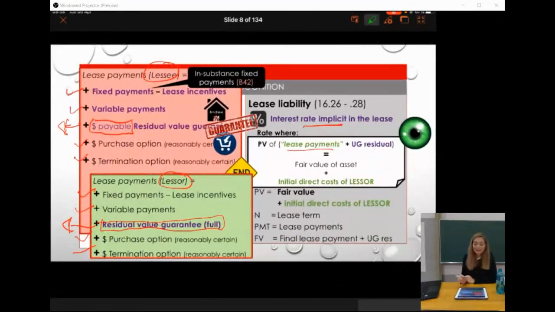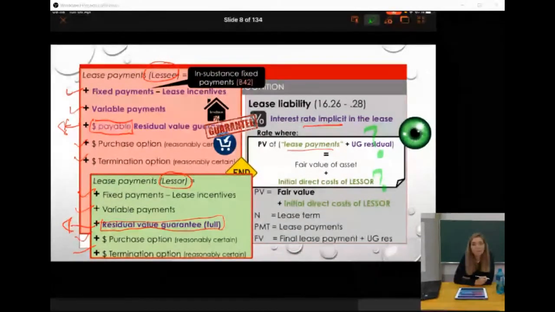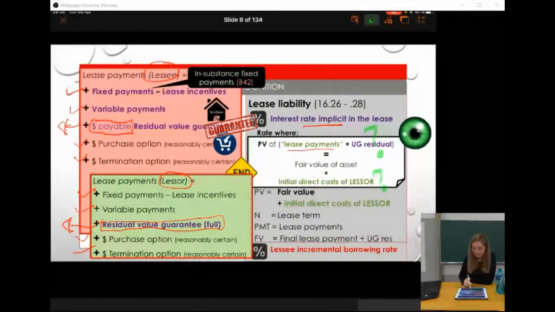Okay, we've already done that. So if we do not have this information, if we do not know what the unguaranteed residual value amount is, and we do not know what the initial direct costs for the lessor were, then the standard says, okay, in that case, go ahead and use the lessee's incremental borrowing rate. So that is there for our second prize.